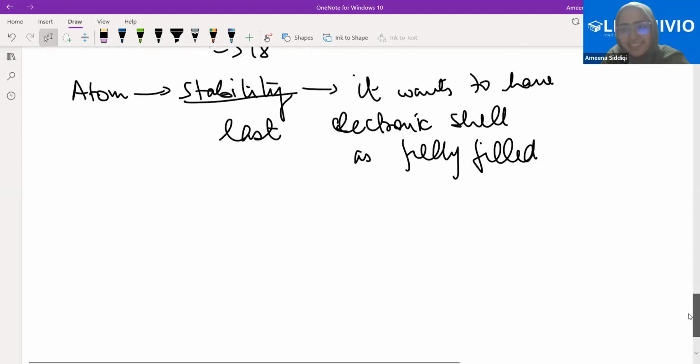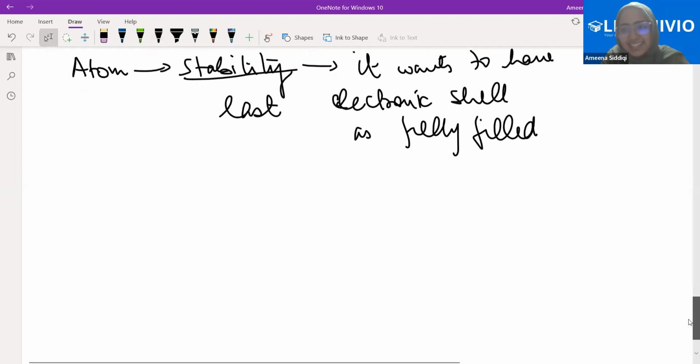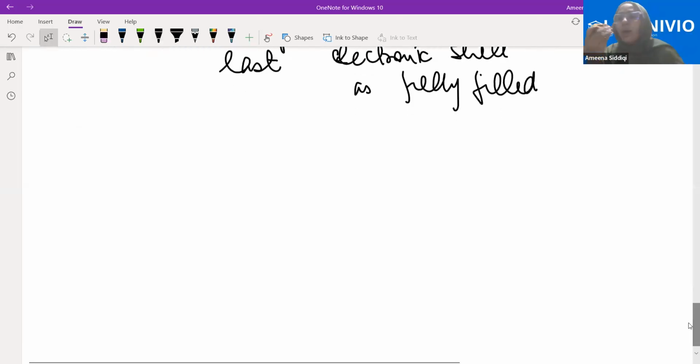It has to be completely filled. Yeah, but how do I know what is your last shell? Is it second? Is it fourth? How do I know what is my last shell? Is it first or second or third? How do I get to know that? You draw circles around it. I don't know, you draw circles on the shells.